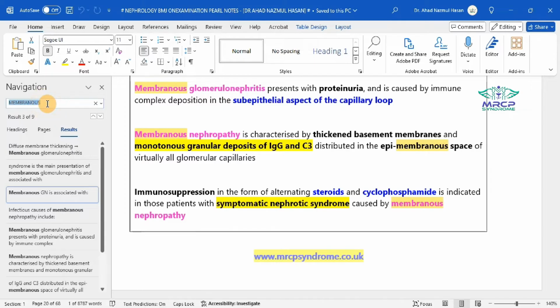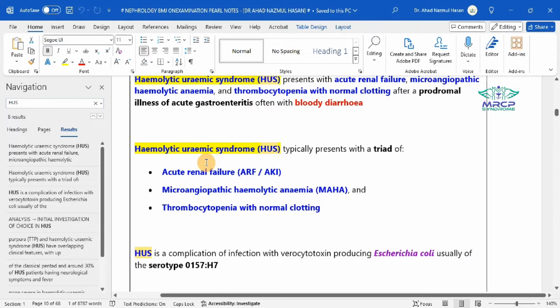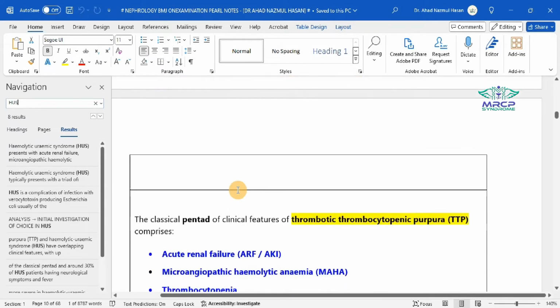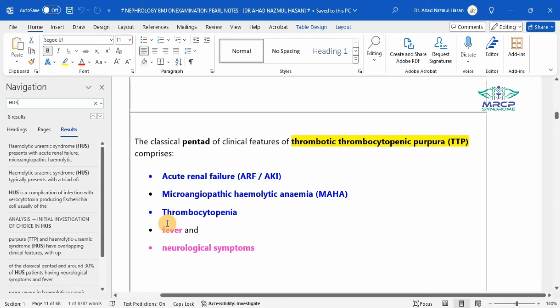Microangiopathic hemolytic anemia, renal impairment, thrombocytopenia, fever, neurological features. So in case of HUS, you will get the triad of acute renal failure, microangiopathic hemolytic anemia, and thrombocytopenia. And in case of TTP, we will be getting the pentad, and the pentad will have additional fever and neurological symptoms, and the presence of neurological features will differentiate it from HUS. Neurological feature is the cardinal feature of TTP, which is often absent in case of HUS.